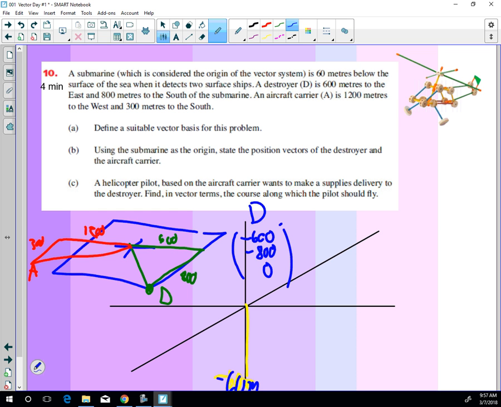Now for the aircraft, we're going to go in the x direction. Wait, I think this is considered positive, east. This will be negative 1,200, and then it'll be 300 south again. That's negative. And then is it above or below the water? It's right at the surface too. So that's my aircraft. The sub is 0, 0, minus 60.